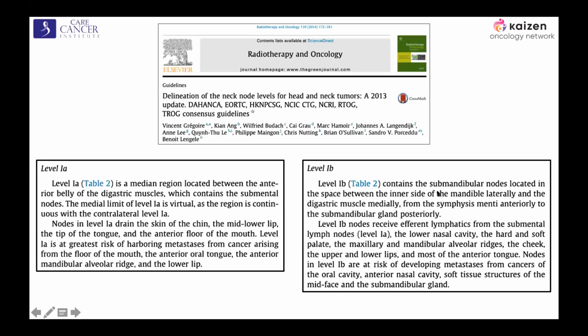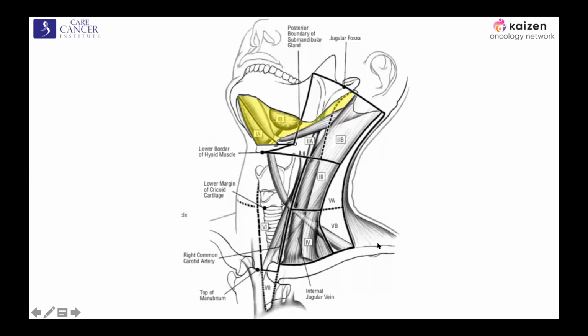The 1B contains the submandibular group of lymph nodes located in the space between the inner side of the mandible laterally and the digastric muscle medially. Again, I'll show it in the diagram. It will be much more clear. It sounds a little confusing now. Level 1B receives efferent lymphatics from the level 1A, the lower nasal cavity, the hard and the soft palate, the maxillary and the mandibular alveolar ridges, the cheek, the upper and lower lips, and most of the anterior tongue. And they are at greatest risk of developing metastasis from oral cavity cancers, nasal cavity, soft tissue structures of the midface, and the submandibular gland.